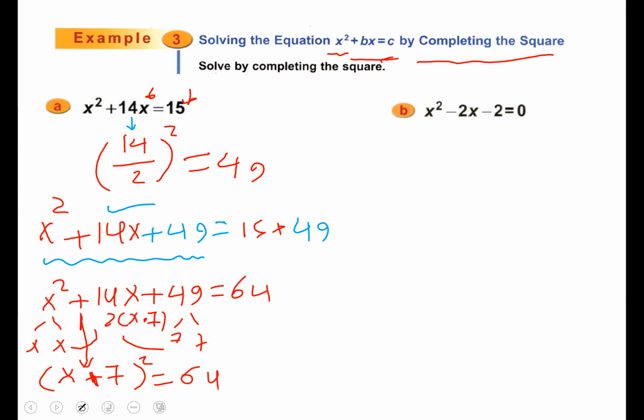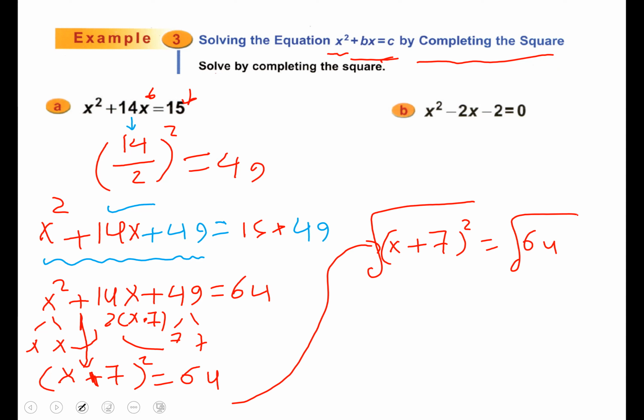And what should you do? Let's take the square root to both sides. x plus 7 as a power of 2 equals 64. Take the square root to both sides, plus or minus. We cancel out the power, and it becomes x plus 7 equals plus or minus the square root of 64, which equals 8.